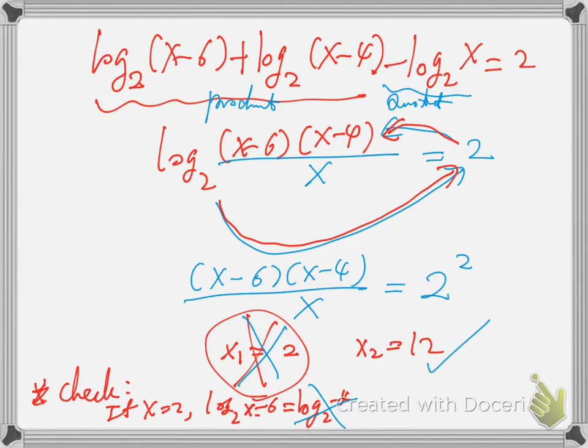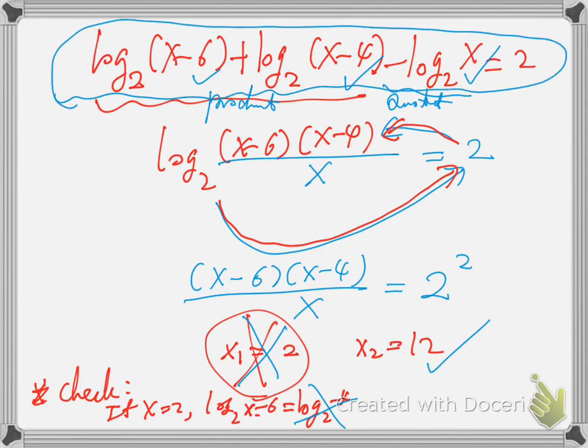This one is okay. When x is 12, this is positive. The first one positive, second one positive, and the last one is positive. So all these 3 things on top in the beginning are positive if x is 12. So this is the only answer, number 12.